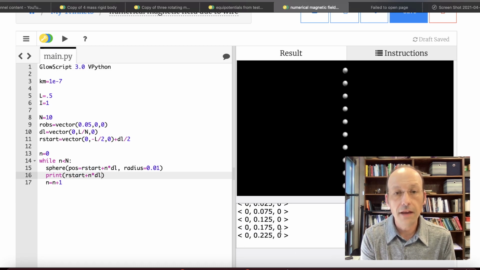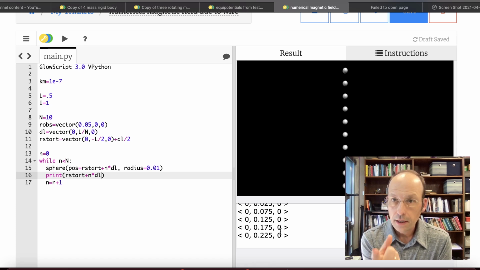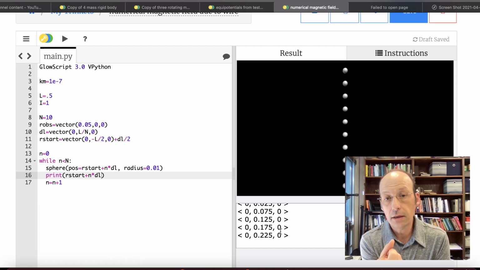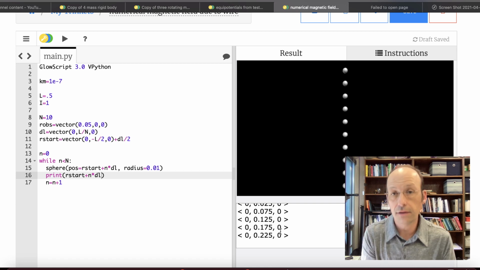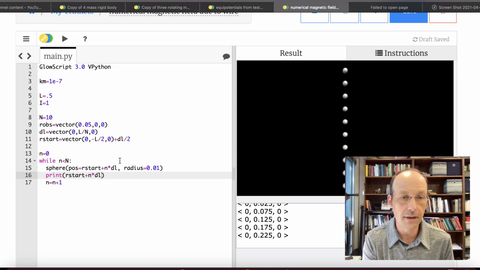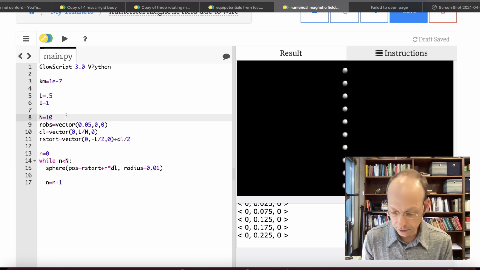So if my wire is 50 centimeters long, the last piece would be at 0.25, and then I add in half of that. 0.25. Yeah. Okay, so that seems like it's working. Now we can do the thing that we want to do, which is put more than 10. Once you get it working I like 10 because you can usually see them and count them. You could count these: 1, 2, 3, 4, 5, 6, 7, 8, 9, 10. Yay! And now we can change it to 100.